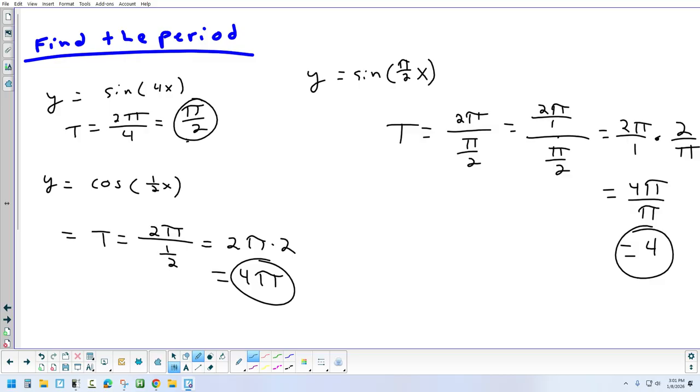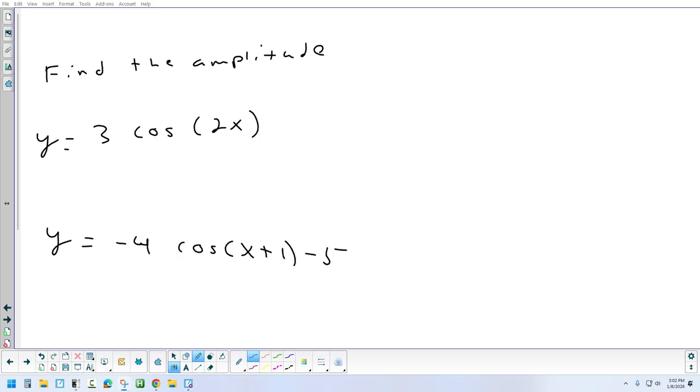All right. Okay, so next one we'll look at is finding amplitude. So the first one we have is y equals 3 cosine 2x. And what would the amplitude be there? 3. Amplitude is the absolute value of the number in front. This 2 has nothing to do with the amplitude. It's a period change. It would affect the period, but it doesn't affect amplitude.